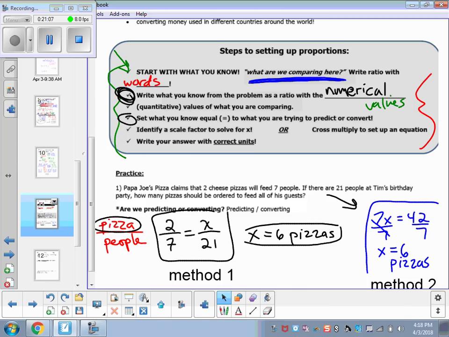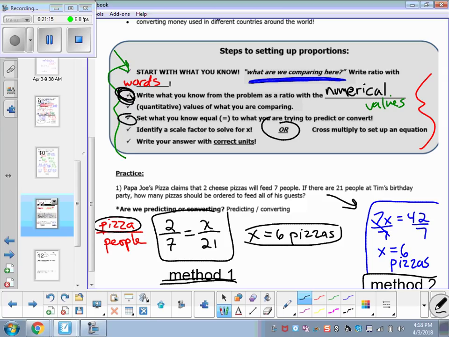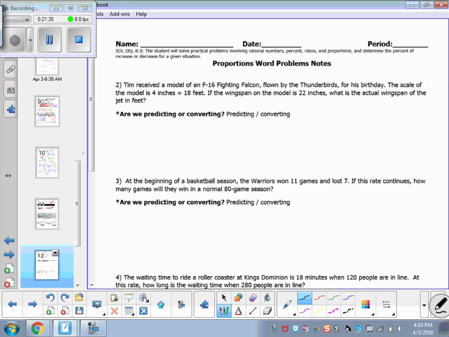And at this point, it's up to you if you want to use method 1 or method 2 to get an answer of 6 pizzas. And then you're just going to label your answer with the correct units. So there's pizzas, and we're ready to move on. If you need to pause the video to take notes at any point, team, you can go ahead and do that. If you're good to go with page 5, we're moving right along to page 6.